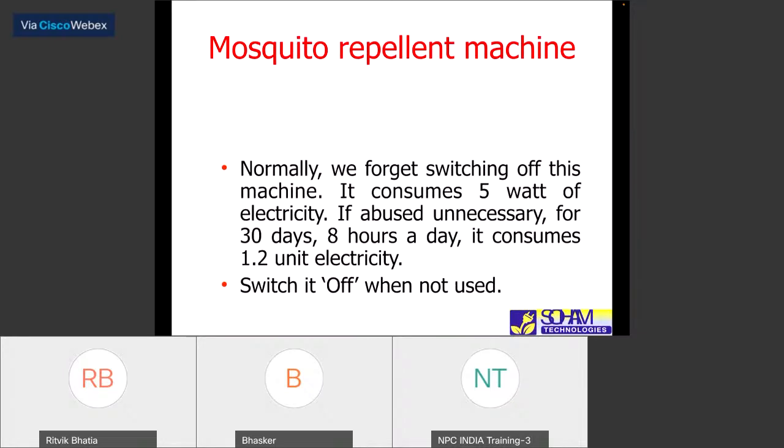Like mosquito repellent machines, we also normally forget to switch off this machine, and it consumes 5 watts of electricity. If used unnecessarily for 30 days, 8 hours a day, it consumes 1.2 units of electricity. So, switch off when it is not in use.